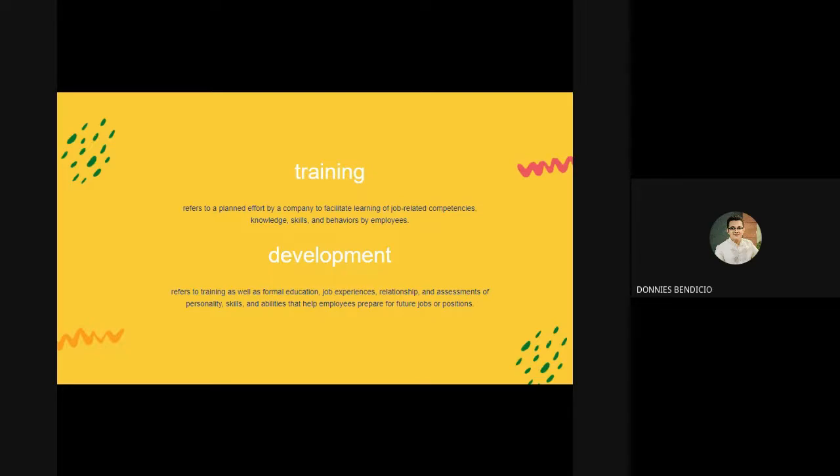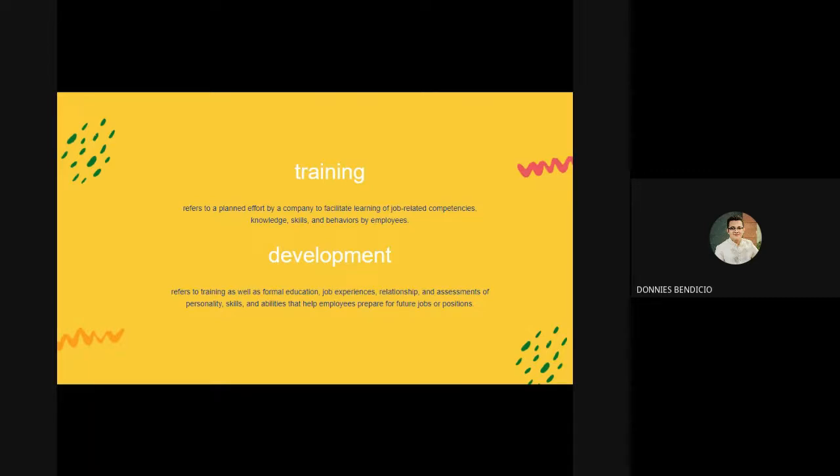Development, on the other hand, refers to training as well as formal education, job experiences, relationships, and assessment of personality, skills, and abilities that help employees prepare for future job positions. So in terms of training, it aims for the employees to master the knowledge, skills, and behaviors emphasized in training and apply them to their day-to-day activities.